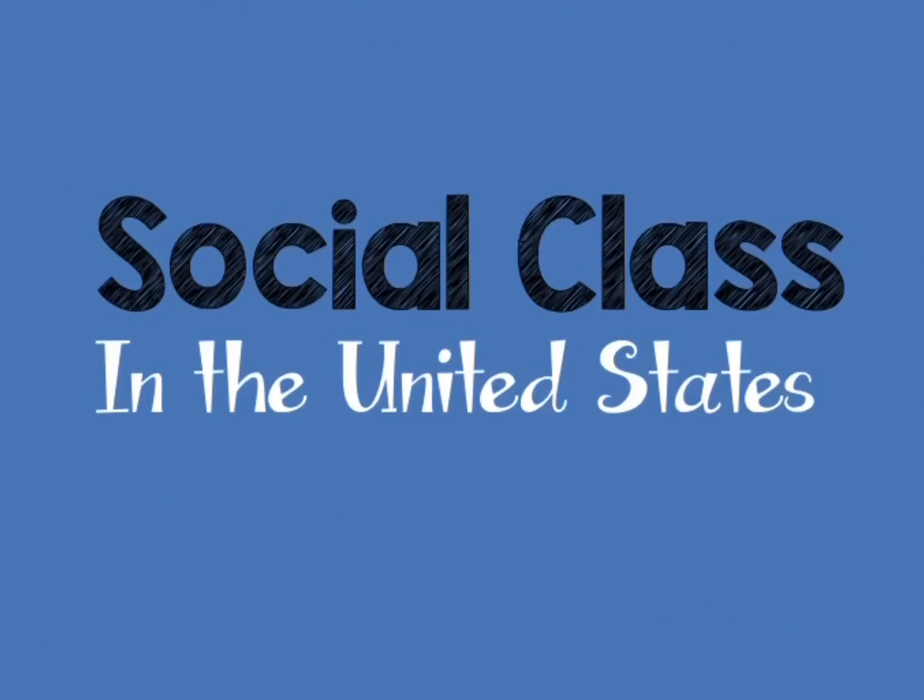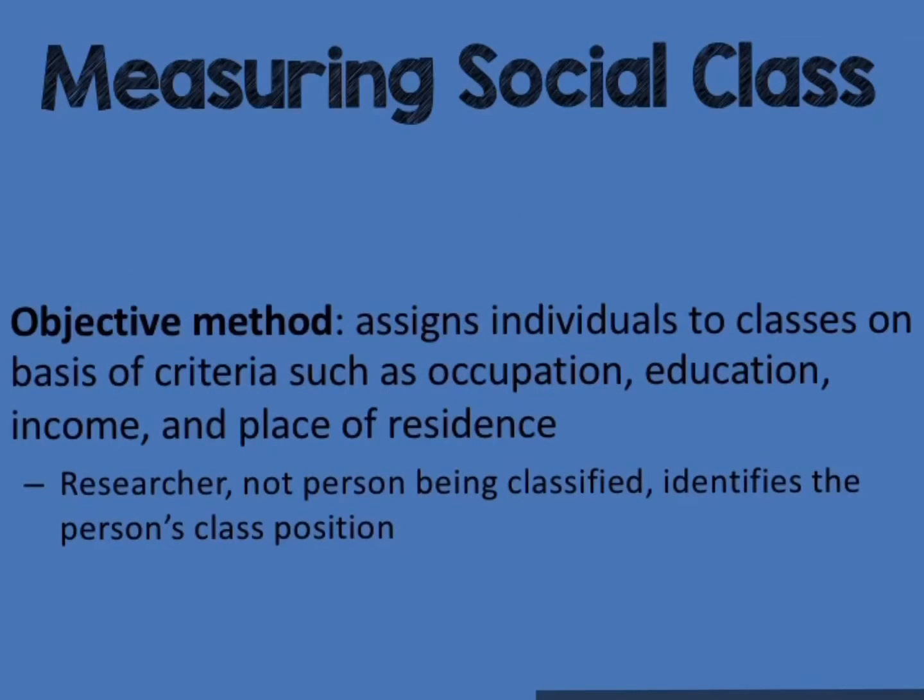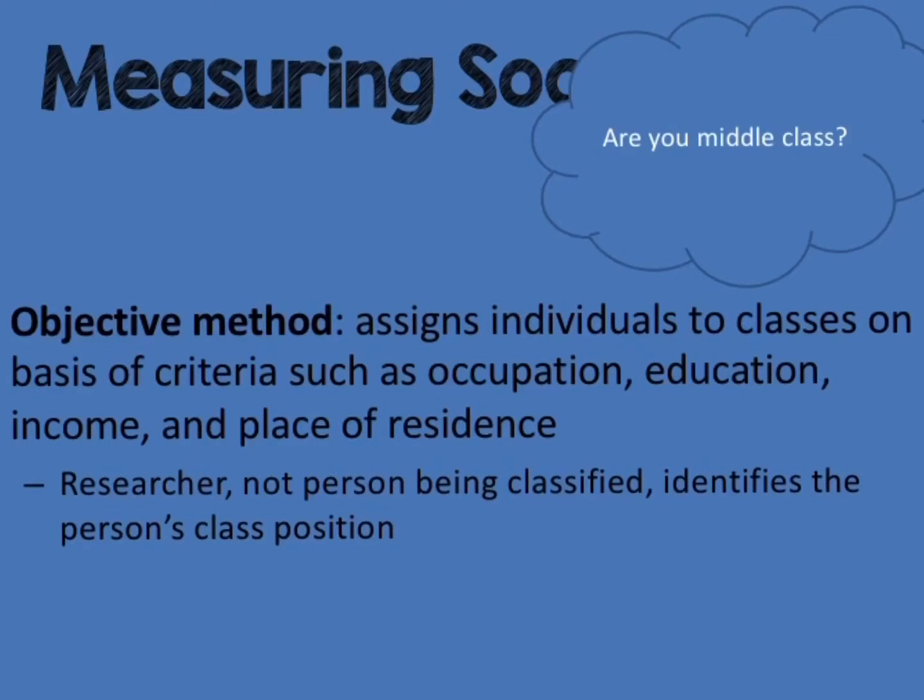Everybody thinks that they're middle class. So researchers have developed this objective method to determine class according to occupation, education, income, and place of residence. Because if everybody was to report what social class they were a part of, the majority of us would probably say middle class.